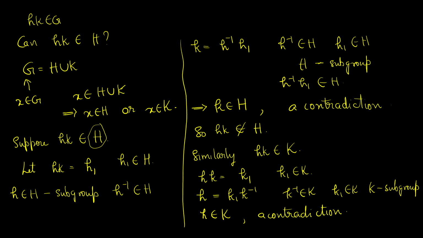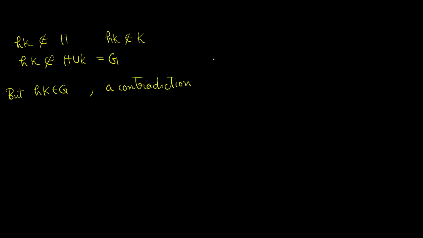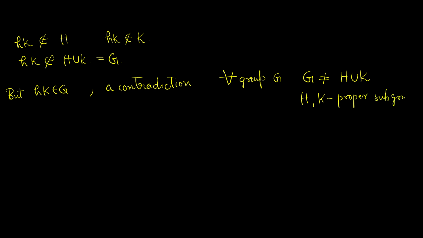But then we showed that HK is not in H and HK is not in K. So we are getting a contradiction. So why are we getting a contradiction? Because our initial assumption is wrong. So such a group G cannot exist. So that means that any group G cannot be written as H union K, where H and K are proper subgroups. Okay, so that is the first thing.